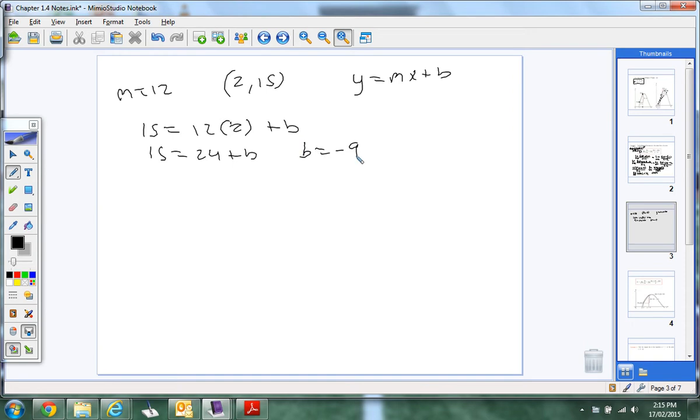So we are done. The equation of that line that's tangent to that parabola at that point is y equals 12x minus 9. So that line hits the parabola exactly at one point, 2, 15. That's what we've just figured out. Okay? Any questions there?